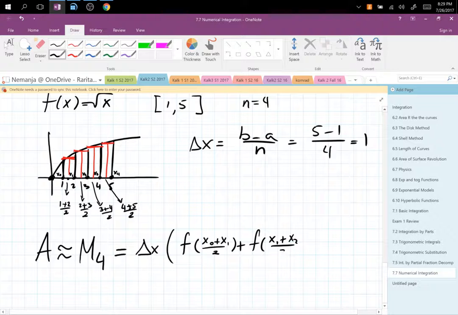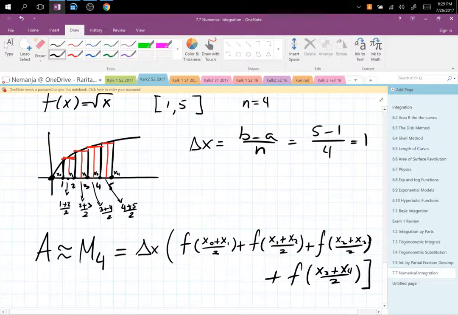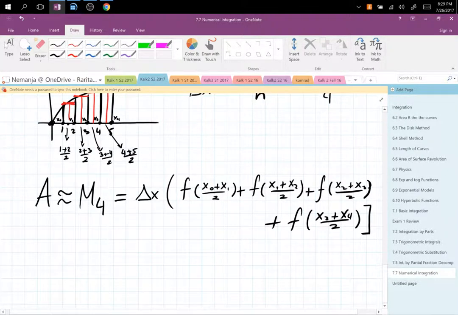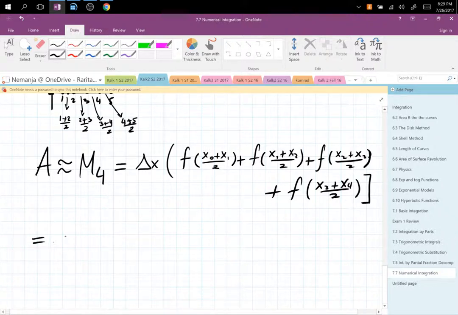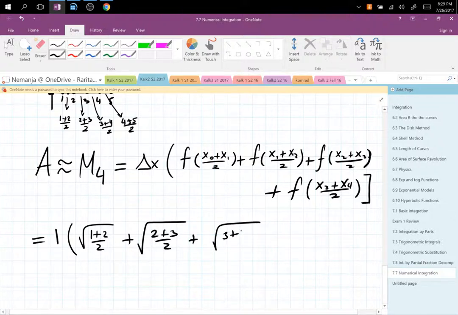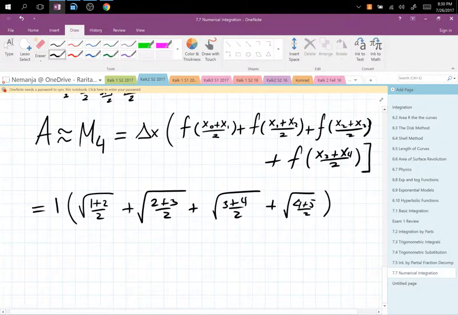I'm writing out the averages here for functions. And now all we need to do is plug the numbers in. So this is equal to delta x, which is 1, and then I have the first average, the square root of (1 plus 2) over 2, plus the next average, (2 plus 3) over 2, plus the next average, (3 plus 4) over 2, plus the next average, (4 plus 5) over 2. We don't need this 1 in front, and we simplify fractions.